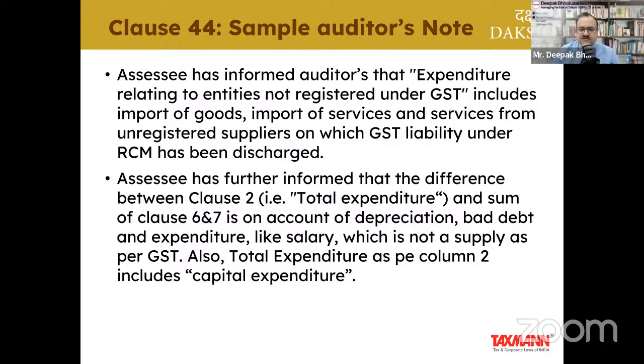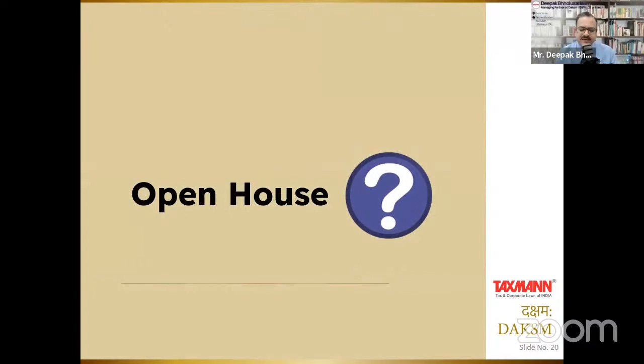SSC has further informed that the difference between column 2 and sum of column 6 and 7 is on account of depreciation, bad debt, and expenditure like salary, which is not a supply as per GST. Also, total expenditure as per column number 2 includes capital expenditure. So with this, my presentation comes to an end. Now I will take up questions which are here.